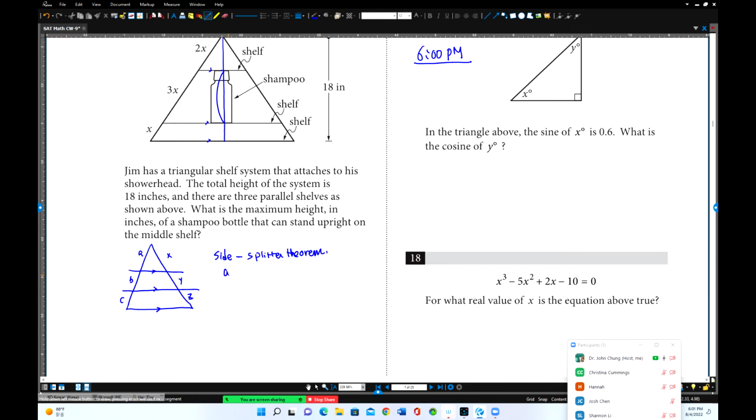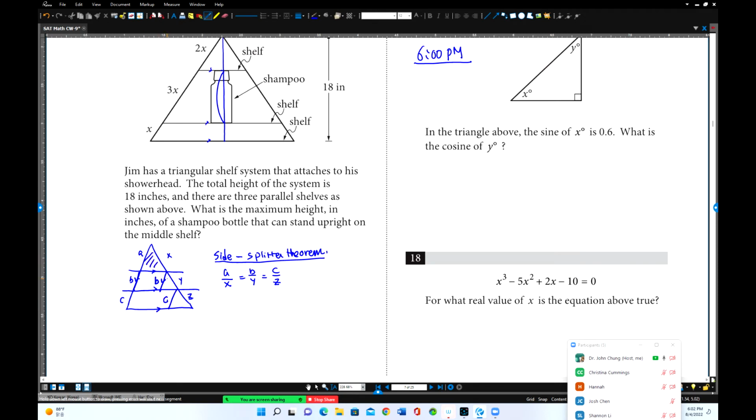The rule is a over x equals b over y equals c over g. Okay? They are always equal. Because maybe you can try this way too. This side splitter theorem is actually similar. Move this line parallel up here. This is also b, right? This is also c.